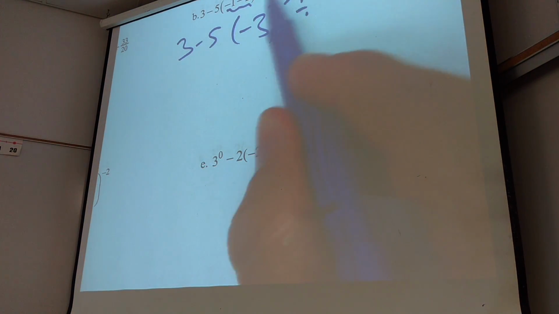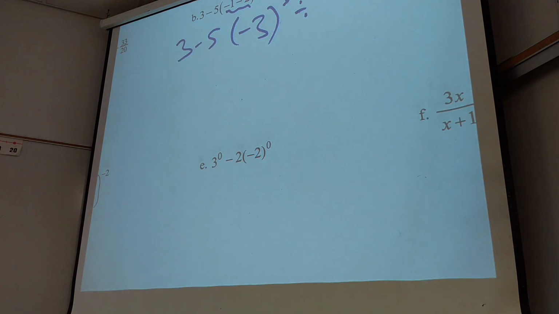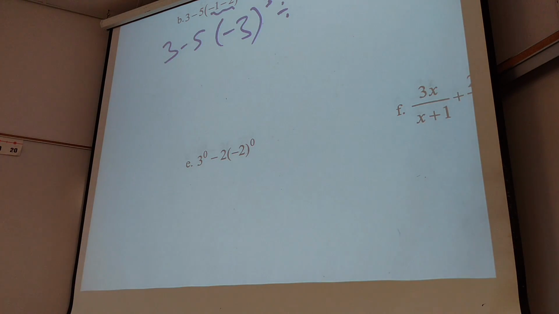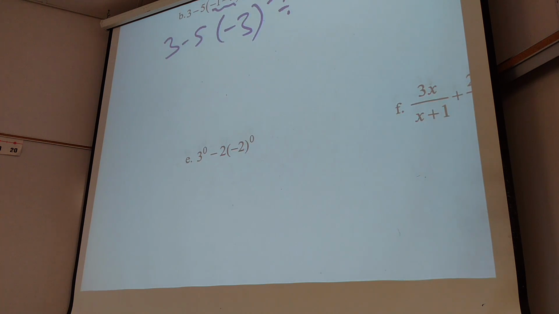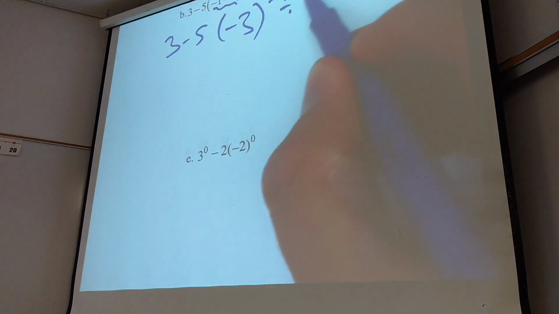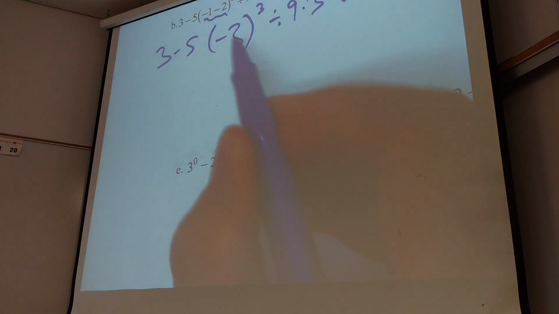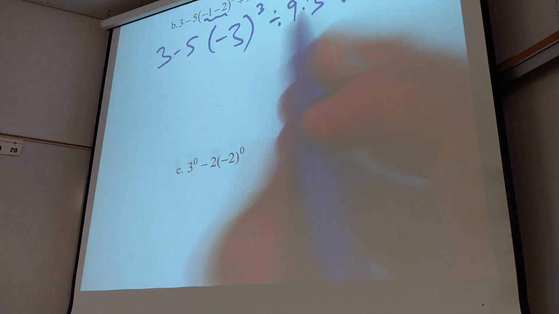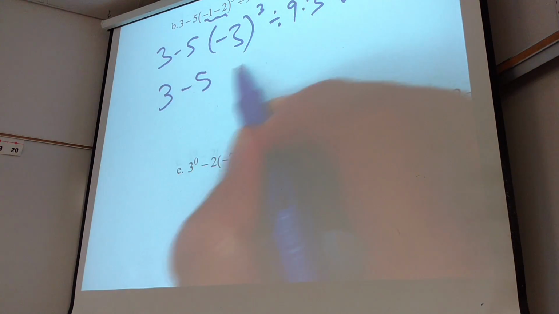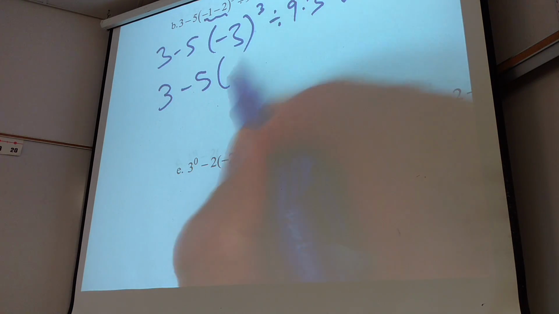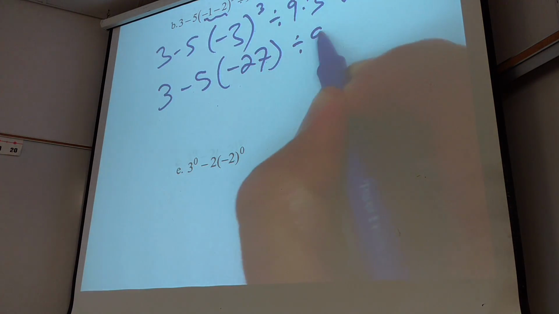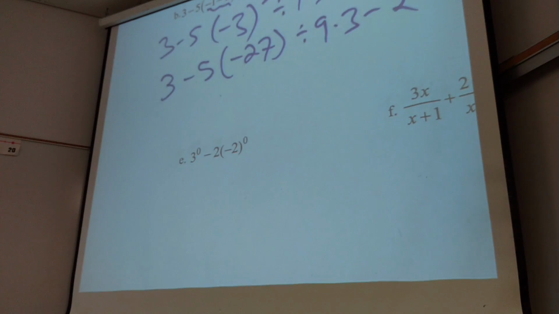Anyway, so you do not divide last. You just don't divide last unless it is the last thing. I don't know if that makes sense. I see a lot of people dividing last. No, don't divide last. So this is divided by 9 times 3 minus 2. What's the next thing I could do? The exponents. Good. So this is 3 minus 5 times -27, divided by 9 times 3 minus 2.